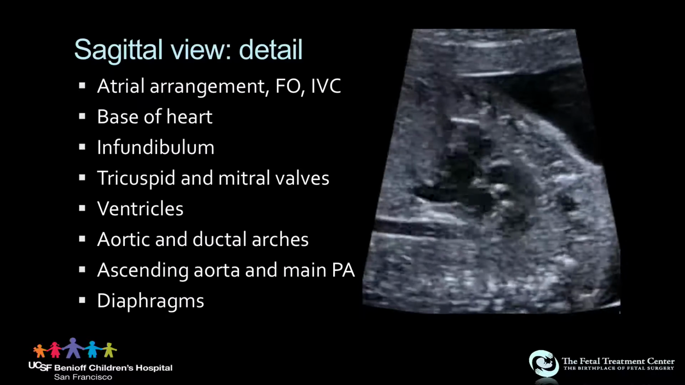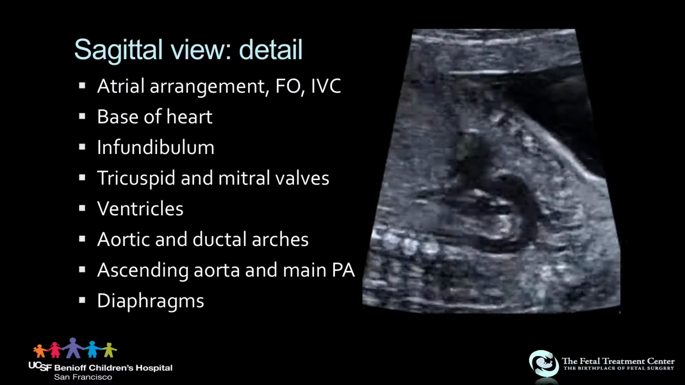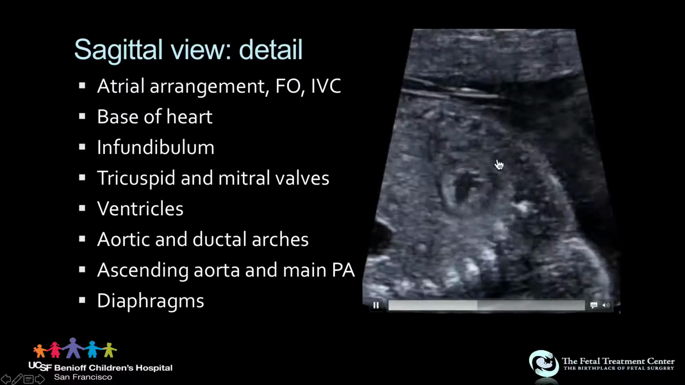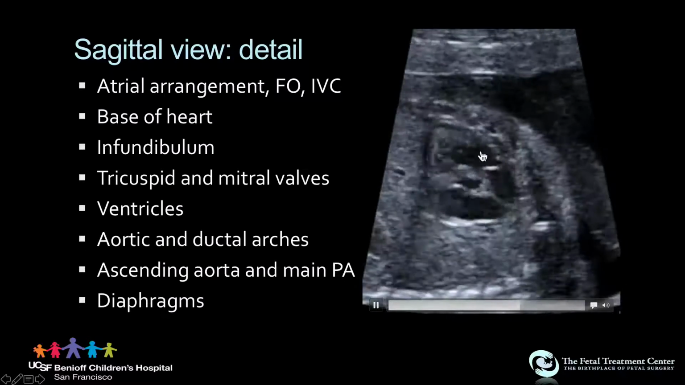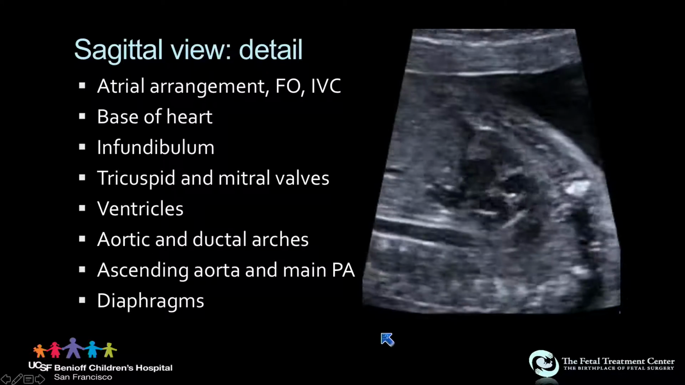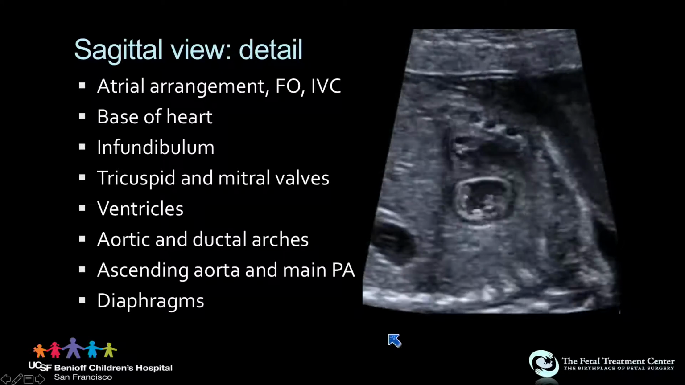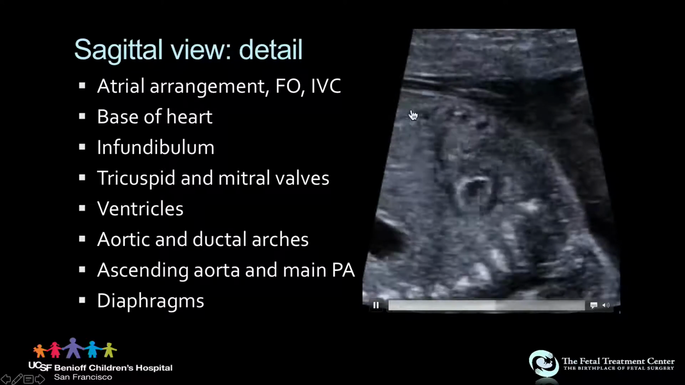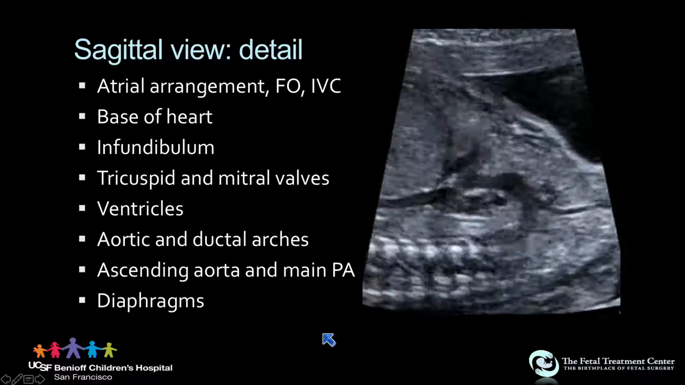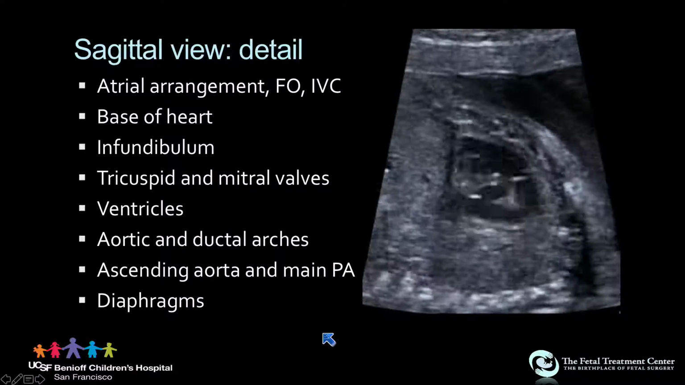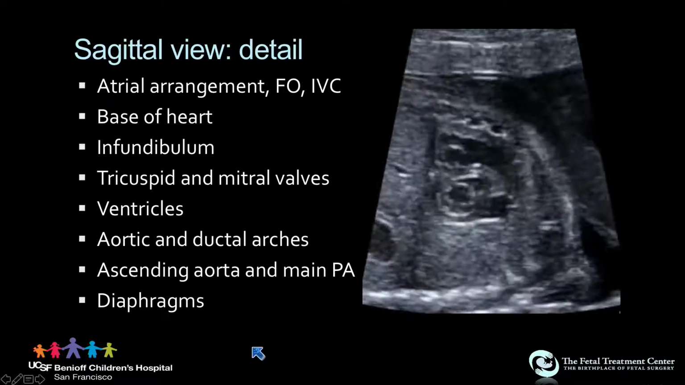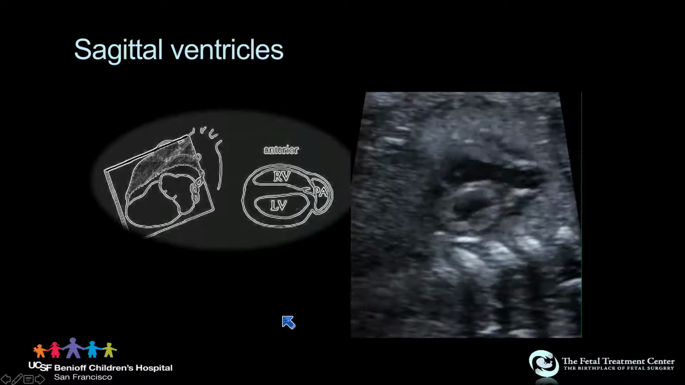The sagittal view can also tell us about the atrial arrangement and the foramen ovale direction. We also see the base of the heart, the infundibulum of the right ventricle, and the valves, as well as the ventricles themselves, the aortic and ductal arches, which will be the topic of tomorrow. So those two views help to really give you a clearer picture of what is actually a complex three-dimensional structure. So those will be our go-to views.